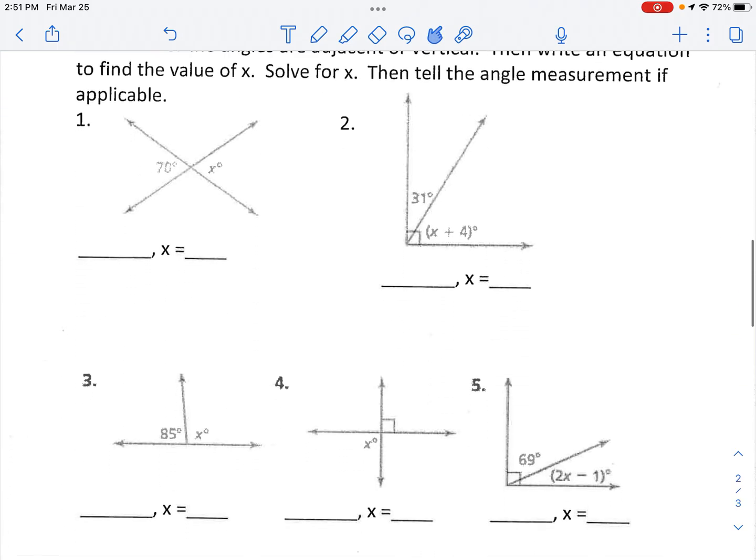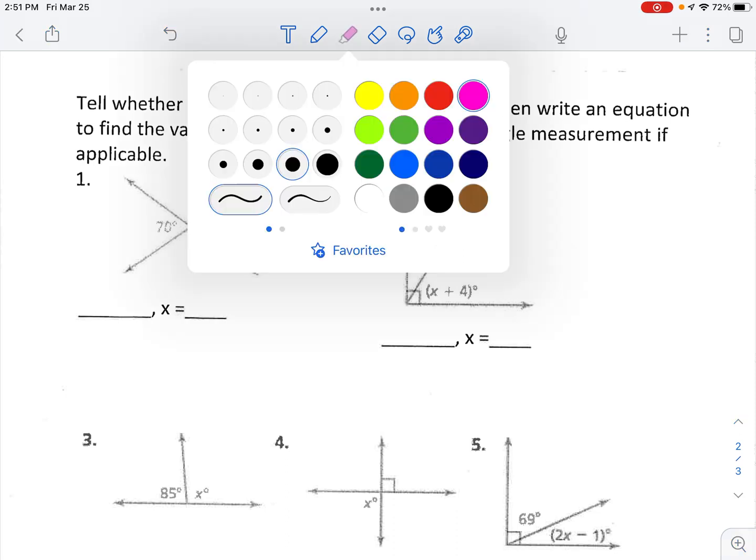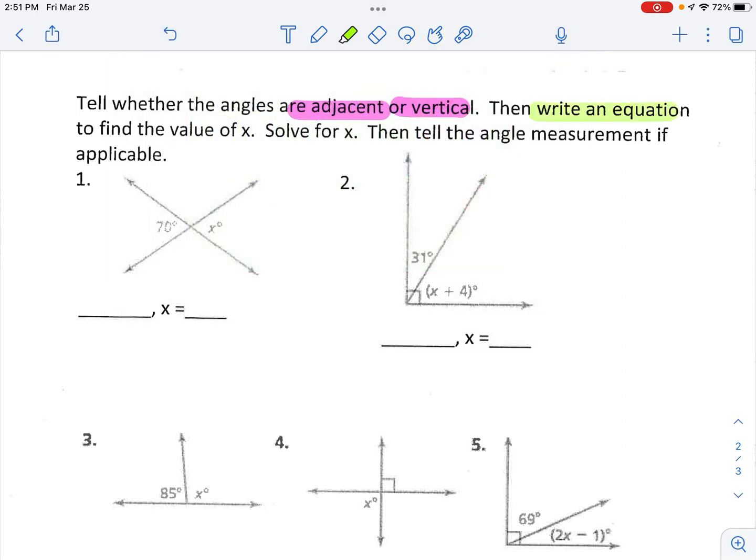All right, tell whether the angles are adjacent or vertical. So there's my first task, adjacent or vertical. Then write an equation to find the value of x. Solve for x, and then tell the angle measurement if applicable. Okay, so adjacent means they're touching, vertical means they're opposite.